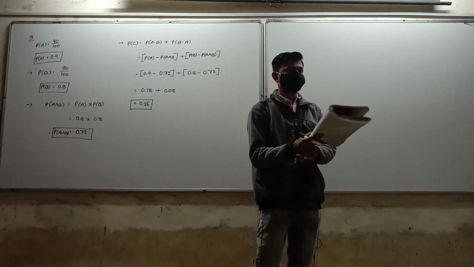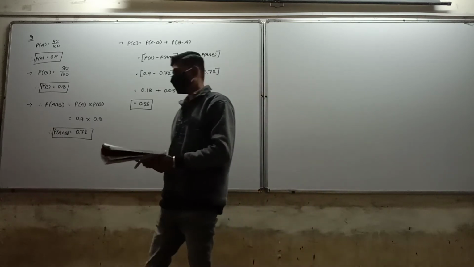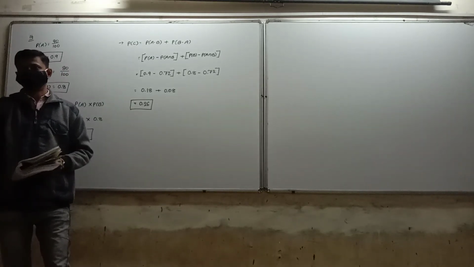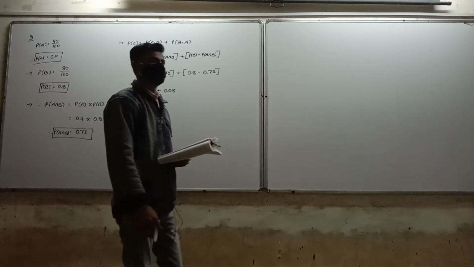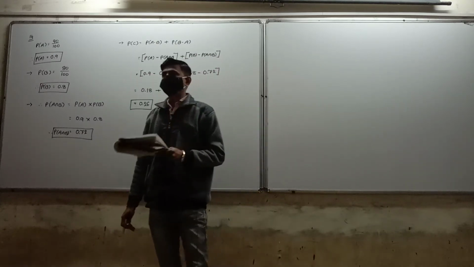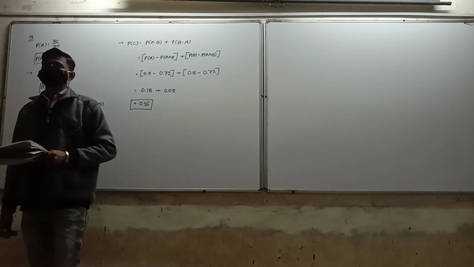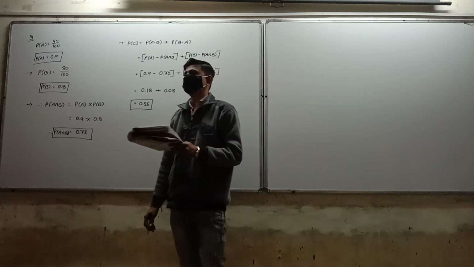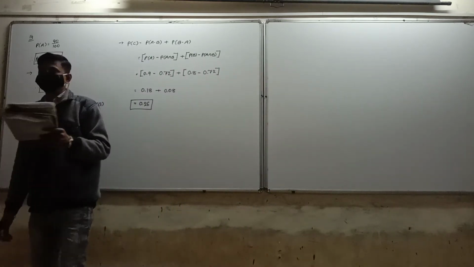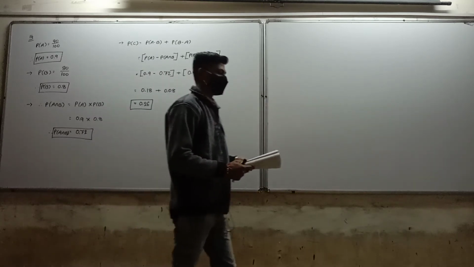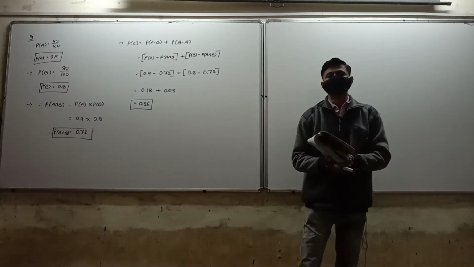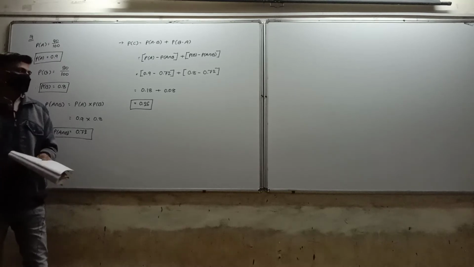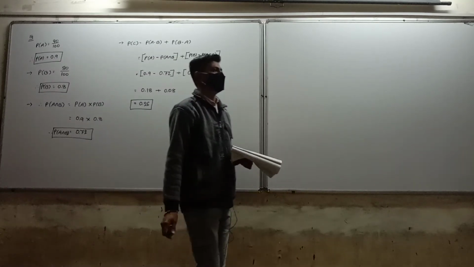Right, P of A is equal to 0.2. P of B is equal to 0.3. P of C is equal to 0.5. Write the formula, law of addition.